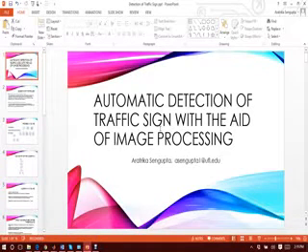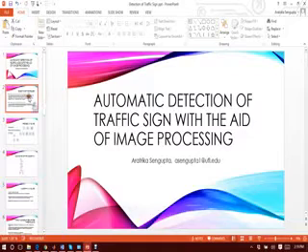Hello everyone, I'm Aratrika Sengupta from University of Florida and I'm working on a project for image processing and computer vision. My project is based on automatic detection of traffic sign with the aid of image processing.